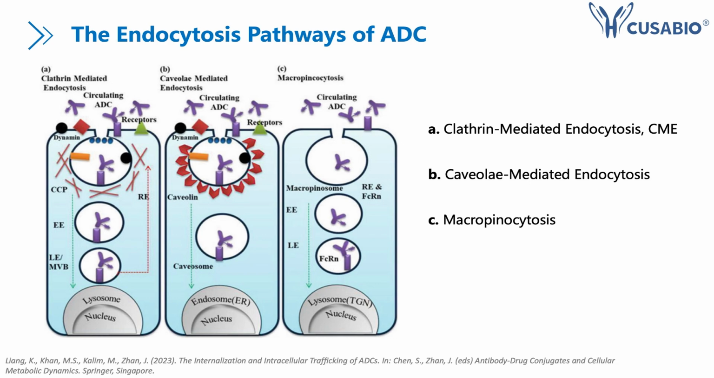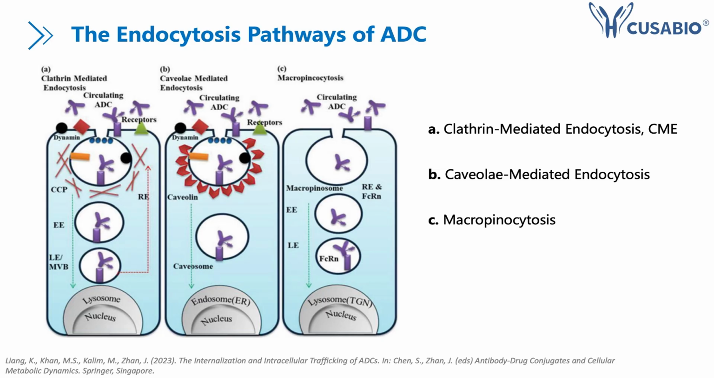Based on the research, we know that there are three main endocytosis pathways of ADC. The first one is the clathrin-mediated endocytosis. The second one is the caveolin-mediated endocytosis. And the third one is the macropinocytosis. The first two are regarded as receptor-mediated endocytosis, and the third one is a receptor-independent endocytosis.